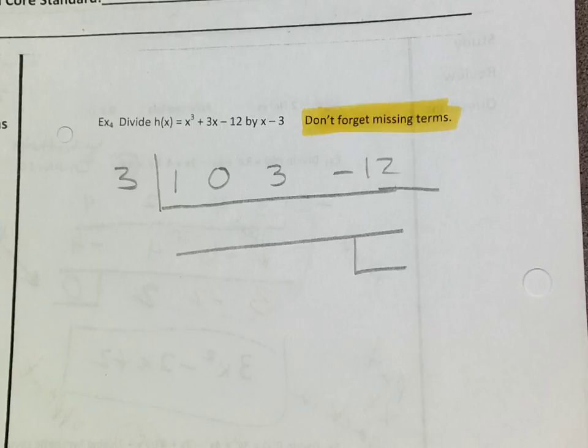So if you're missing a term, because it's supposed to go x cubed, x squared, x, or if it's like x to the fifth, x to the fourth, x cubed, x squared, all the way down, if you're missing a term, put in a 0. If you don't put the 0 in, you're going to get it wrong. If you're missing a couple of terms, put in zeros. Put zeros in any place you're missing a term.